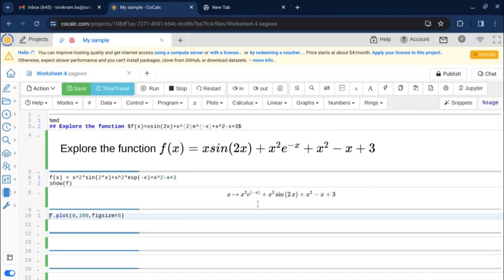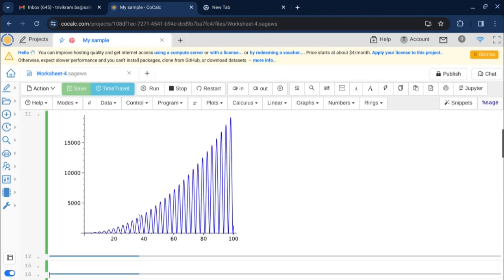So the function of x is nothing but x square e power minus x plus x square sine 2x plus x square minus x plus 3. Now I am going to plot this. So the plot of this will be like this.